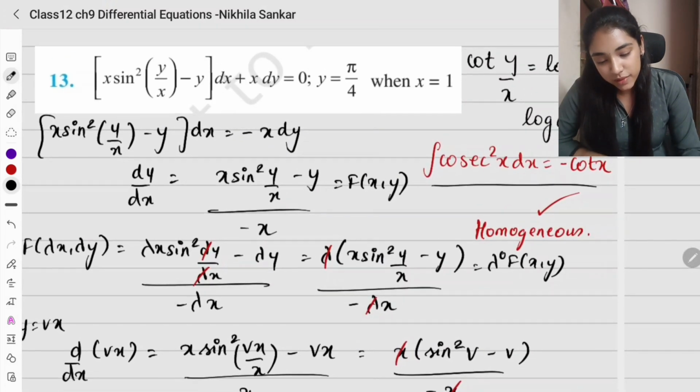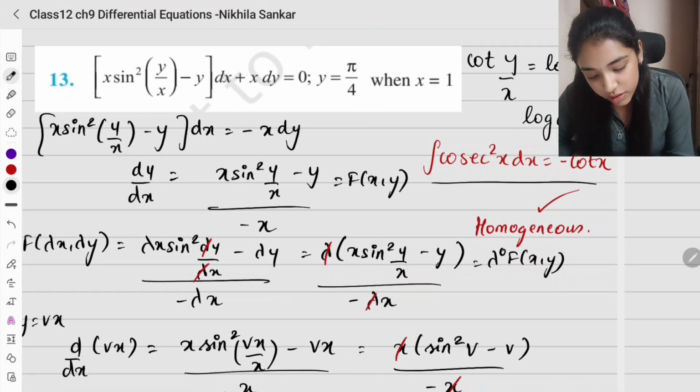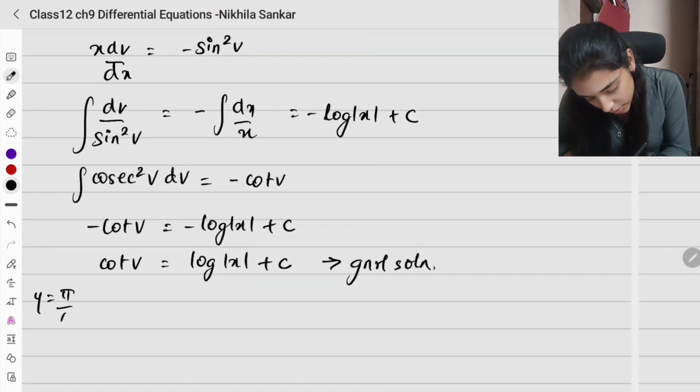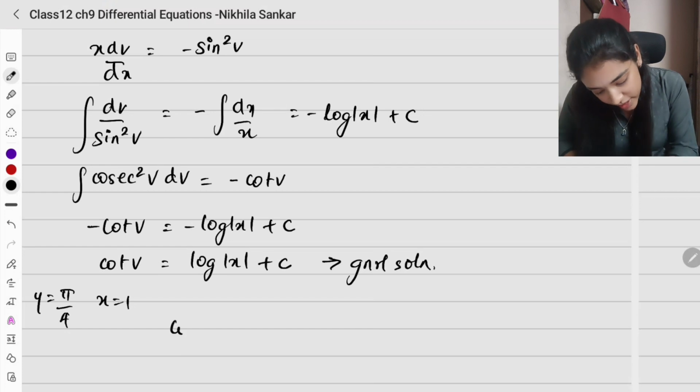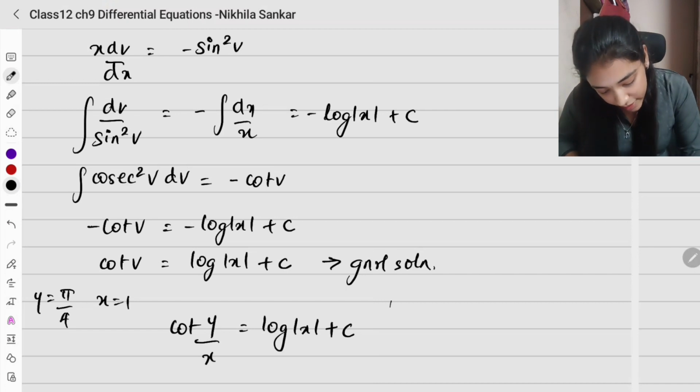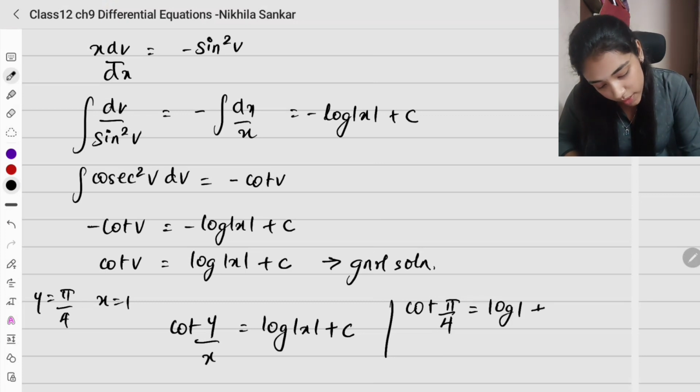Now what is my particular solution? For the particular solution, I need to substitute y equals 5 by 4 and x equals 1. First, write the general solution in terms of y and x. So v equals y by x, cot of y by x equals log mod x plus c. So I'm going to substitute the values. I have cot of 5 by 4 divided by 1 equals log 1 plus c.